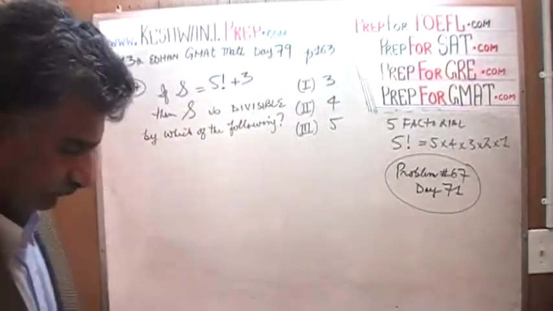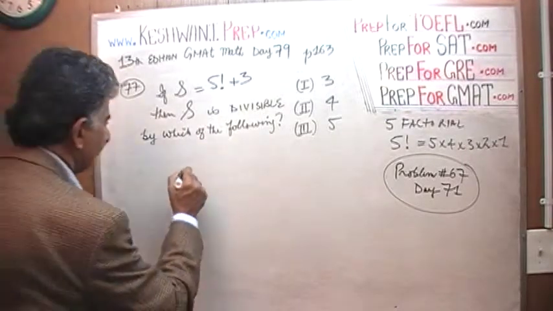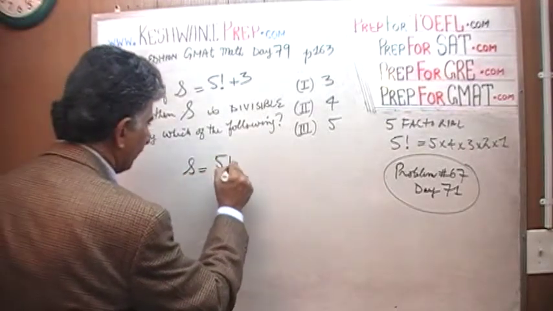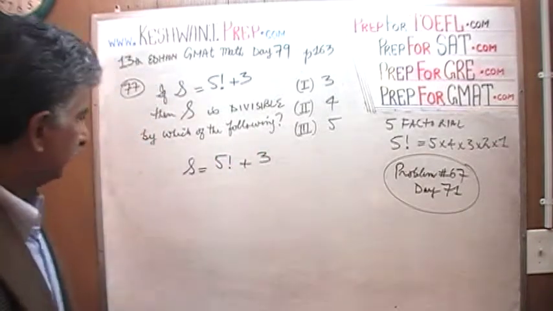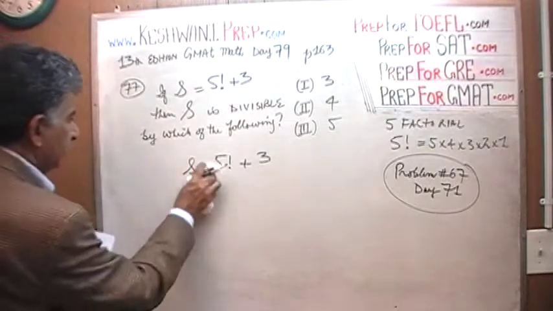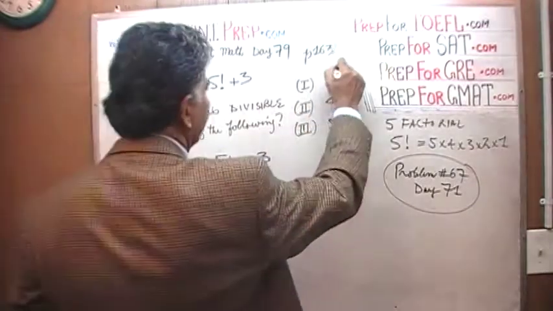Let's see what happens. Here's what's going on. Here's our S. S is 5 factorial plus 3. Let's divide both sides of the equation by 3. See what happens.